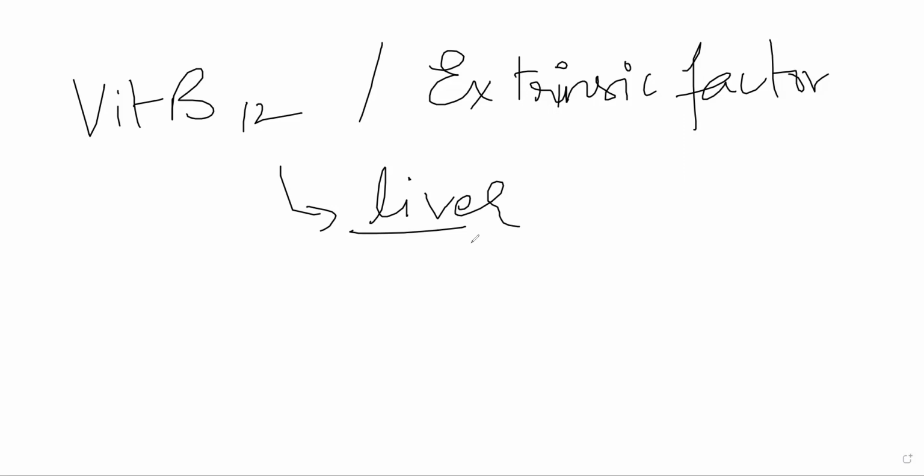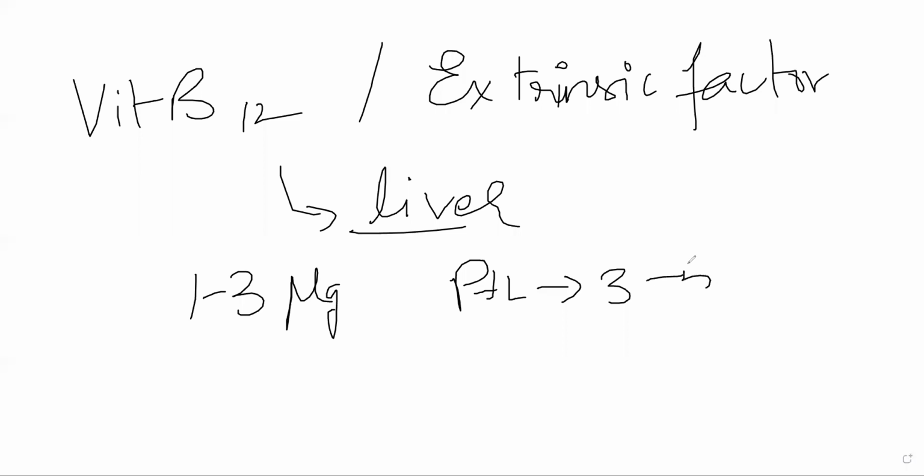Now, as such, it will perform a lot of metabolic functions. It will take part in DNA synthesis. It takes part in metabolic reactions as a coenzyme mainly. So, a coenzyme is another molecule that is helping an enzyme perform its function properly. And the requirement for B12 in adults is about 1 to 3 micrograms per day. In pregnant and lactating women, it is about 3 to 5.